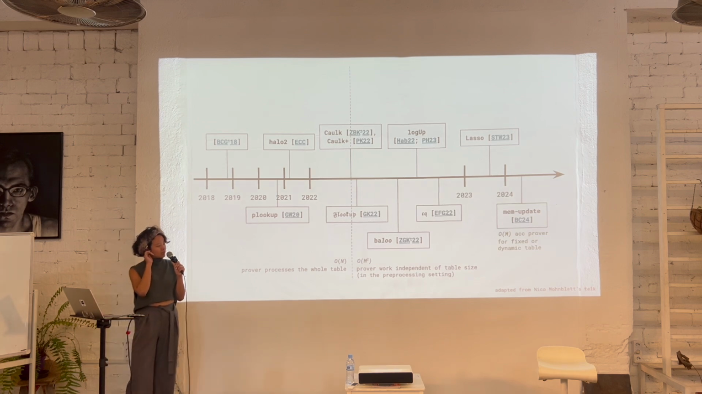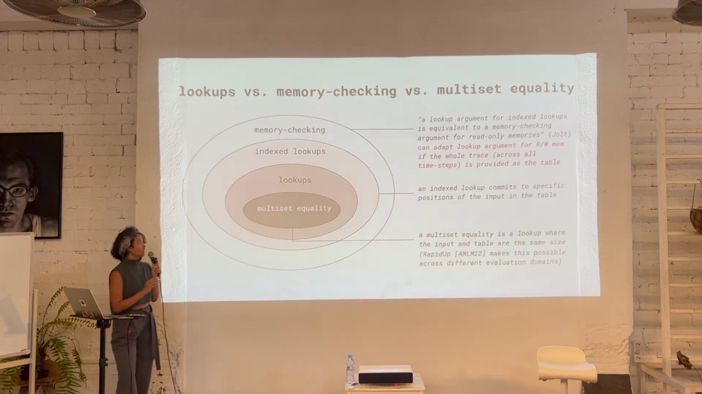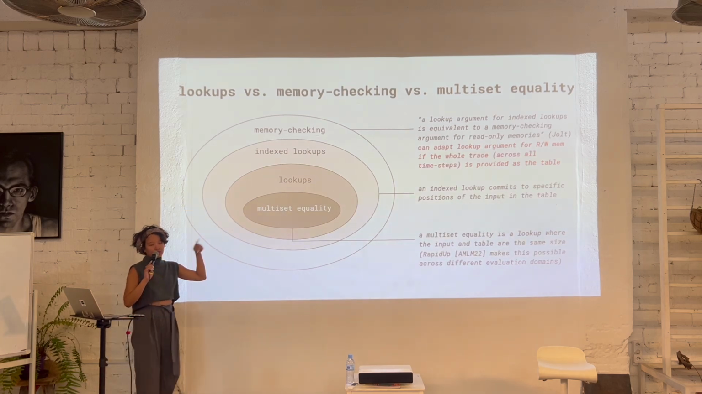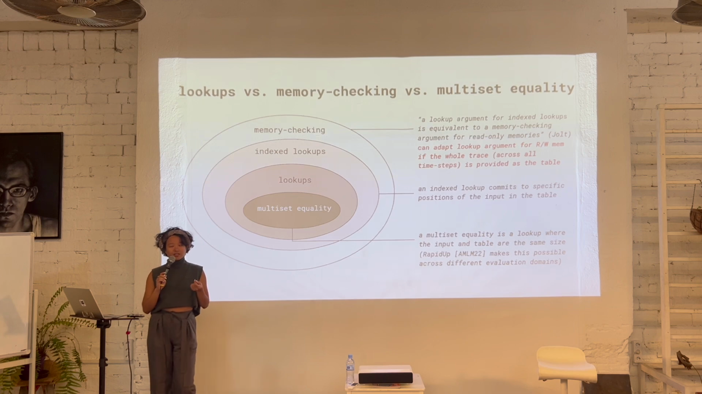To be more precise, they give an O(m) memory checking argument, but as we saw in this diagram, with a memory checking argument you can have a lookup argument. Basically, a lookup argument you can think of as a read-only memory checking argument. It's a memory that you can only read and you can never write.